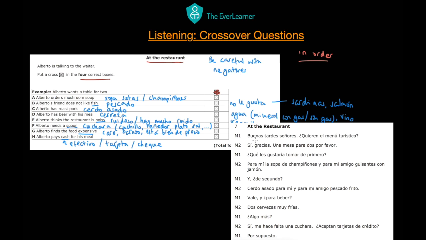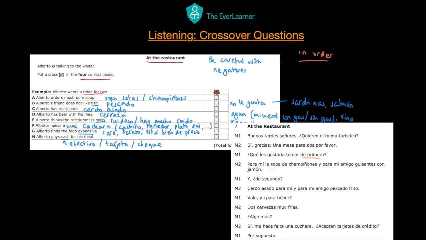Let's have a look at it. So, buenas tardes, señores. Good afternoon, sirs. ¿Quieren el menú turístico? Do you want the tourist menu? This has got no relevance for our question. Sí, gracias. Una mesa para 2, por favor. Una mesa para 2. And this is the example. He wants a table for 2. We've got it here. ¿Qué les gustaría tomar de primero? Remember, de primero as a first course or as a starter.